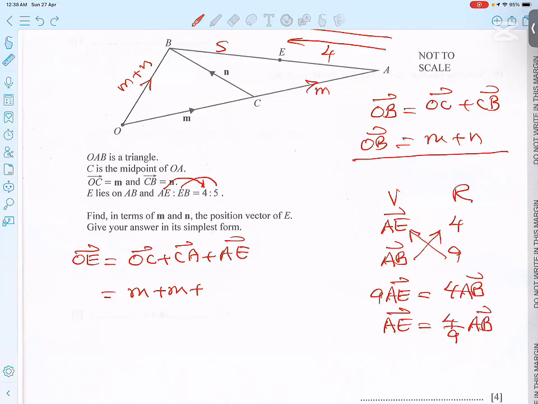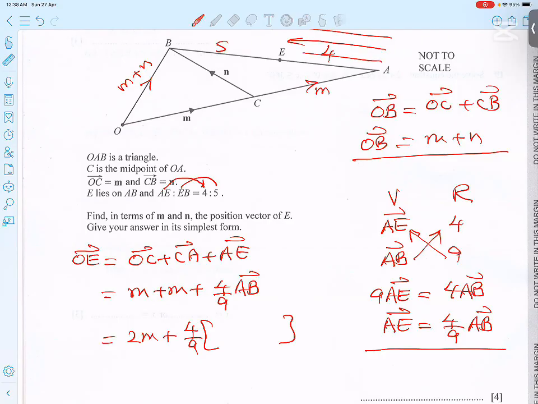I can plug it in here: 4 over 9 times AB. So m plus m, 2m. It means if I get AB, I will get my answer. But the question comes, how to get AB? What is AB? AB vector. These are ratios. Some students think these are vectors. Not at all, these are the ratios.